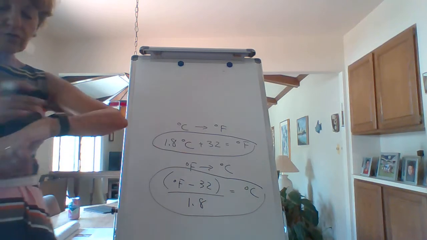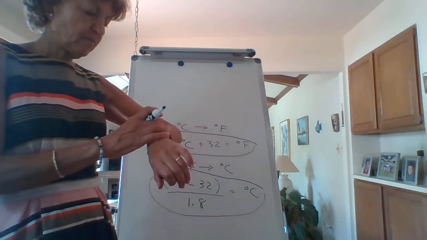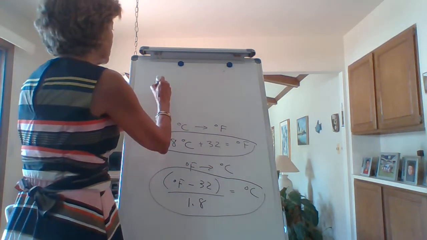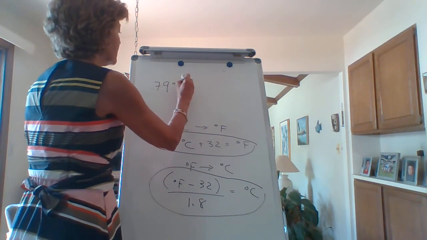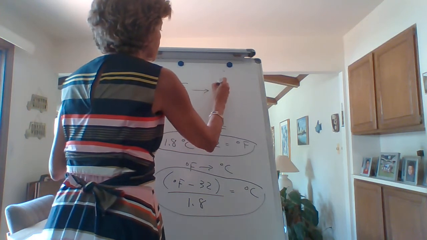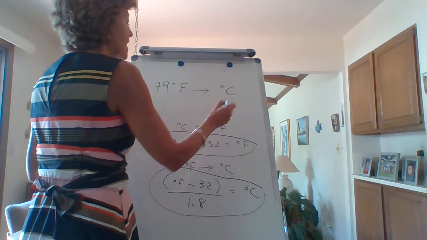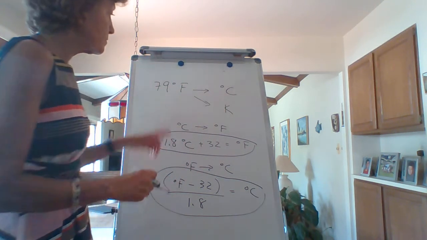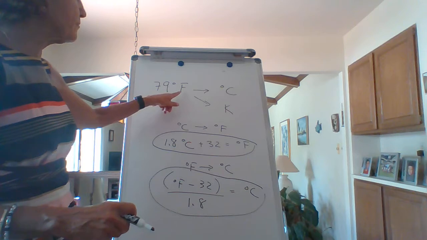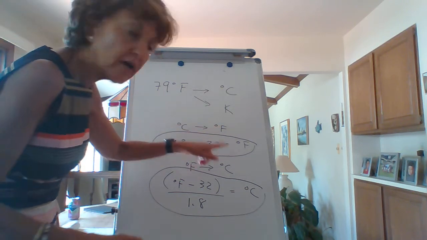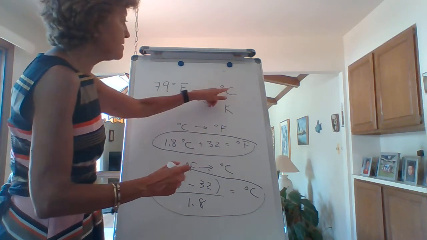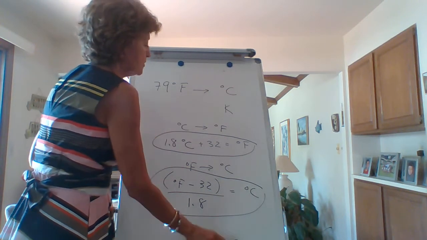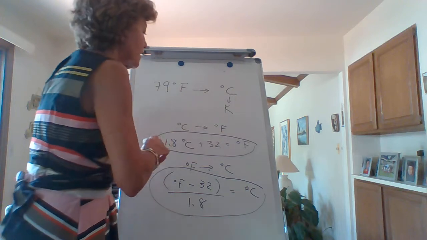Let's see what the temperature is today. I'll look at my watch. It says it's 79 degrees Fahrenheit. So 79 degrees Fahrenheit. I want to convert it to degrees Celsius, and I also want to convert it to Kelvin. Now, you can't go from Fahrenheit to Kelvin directly. You've got to go from Fahrenheit to Celsius and then Celsius to Kelvin. So that's what we'll do. Okay? All right, let's set it up.